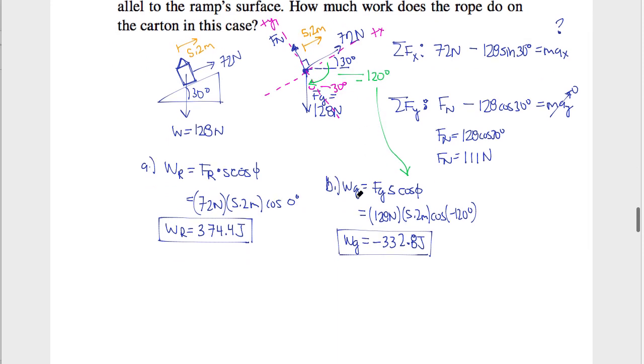C says, what about the work done by the normal force? Well, the work done by the normal force is going to be the normal force times the displacement times the cosine of the angle between them. And the angle between these two forces is 90 degrees or negative 90 degrees, whichever. And so when I go in and plug this in, I don't necessarily need to know the normal force to know that the cosine of 90 degrees is 0. Therefore, the work done by the normal force is 0.